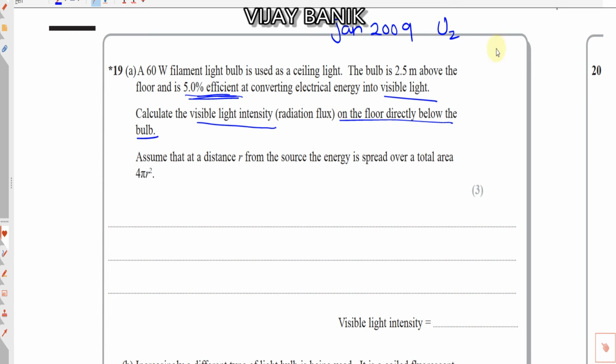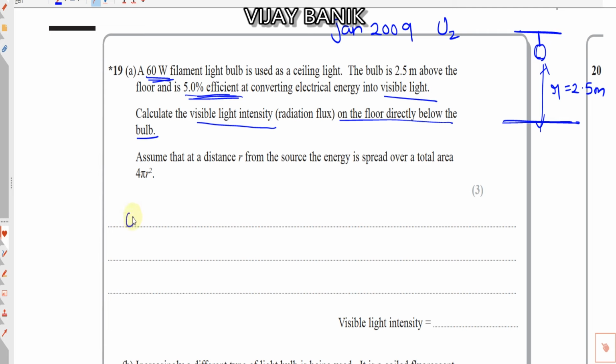We know the further away from the ceiling the floor is, the less intense the light is. So assuming that at distance r, the energy from the source is spread over a total area of 4 pi r square. Let's say this is the floor, this is the ceiling, this is where the bulb is, and it is 2.5 meter above, so r is 2.5 meter. First, let us see how much of the 60 watt power is actually getting converted to power of light.